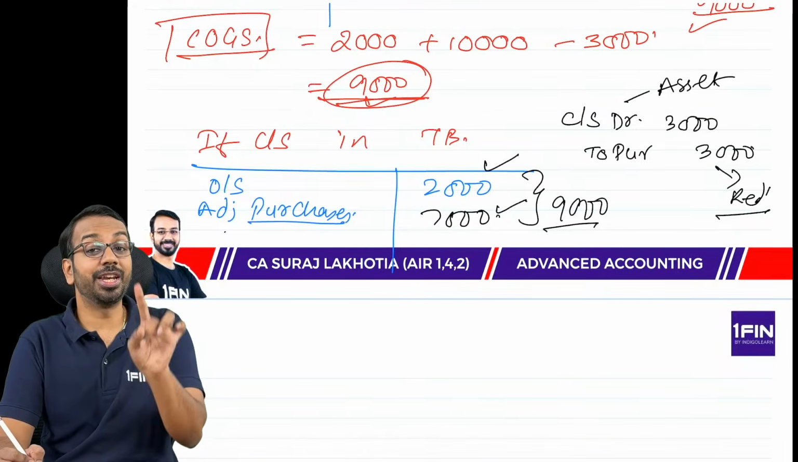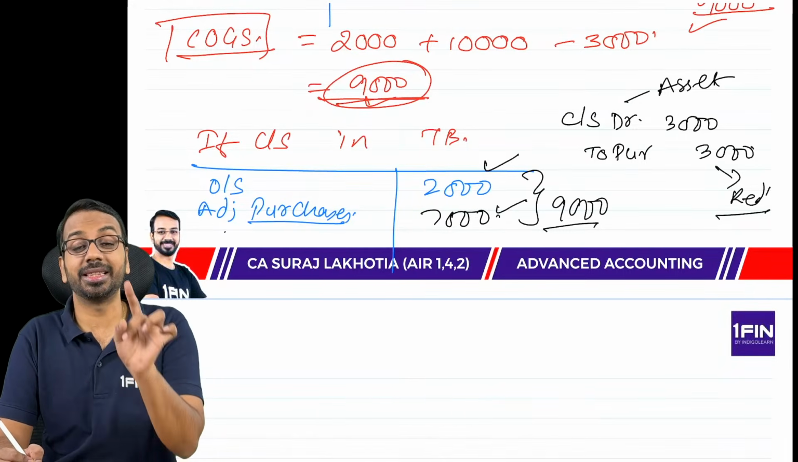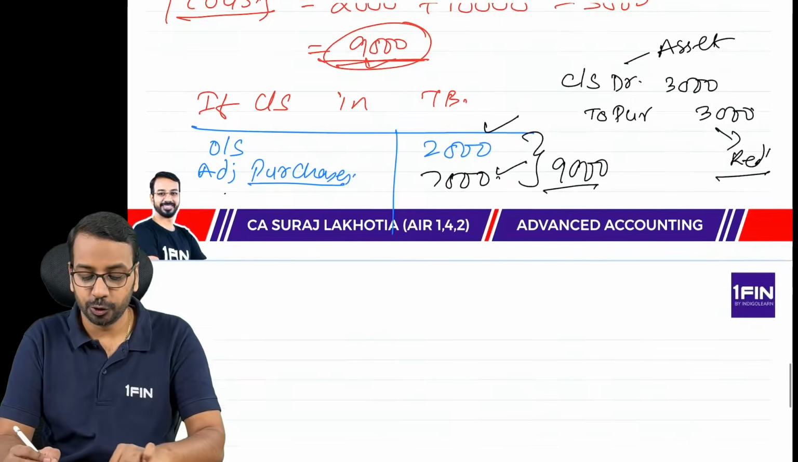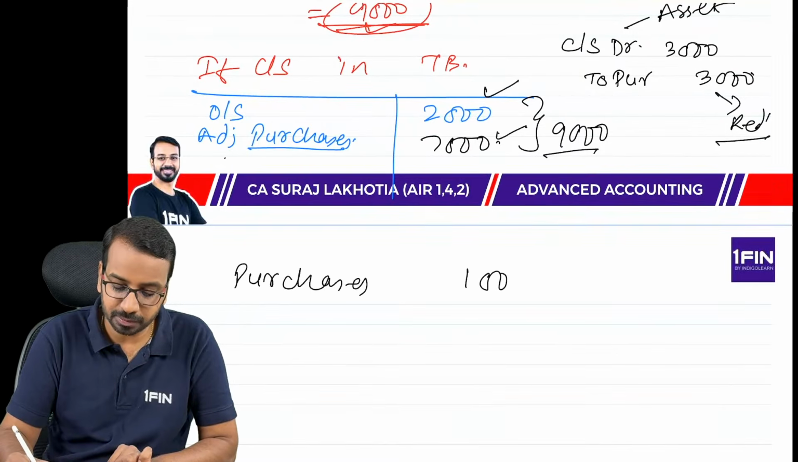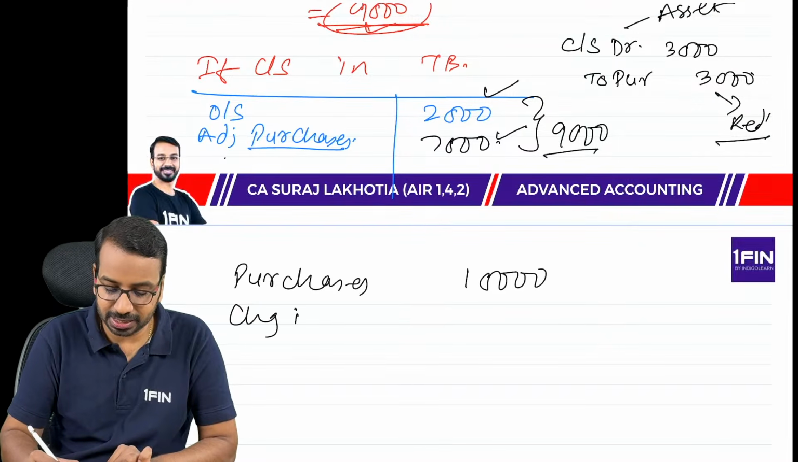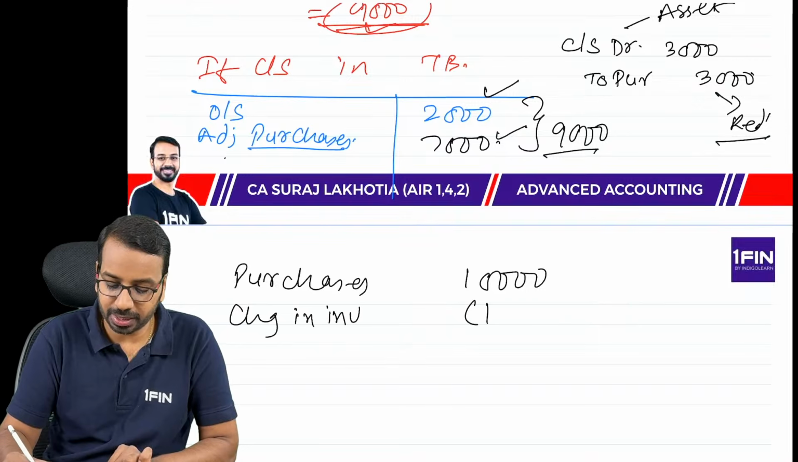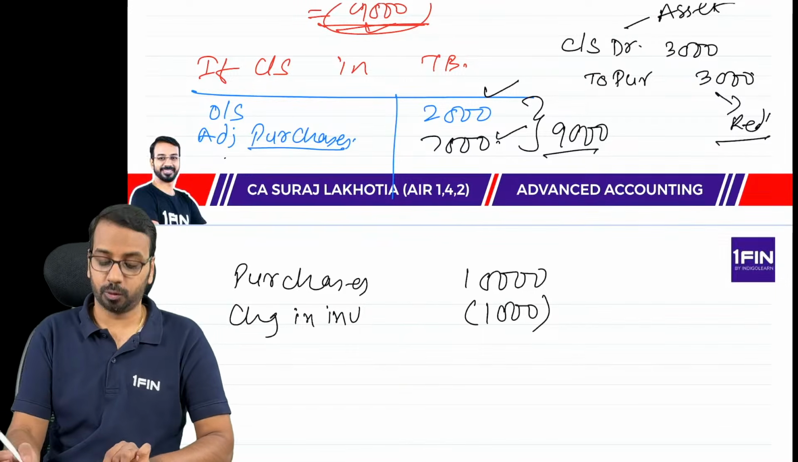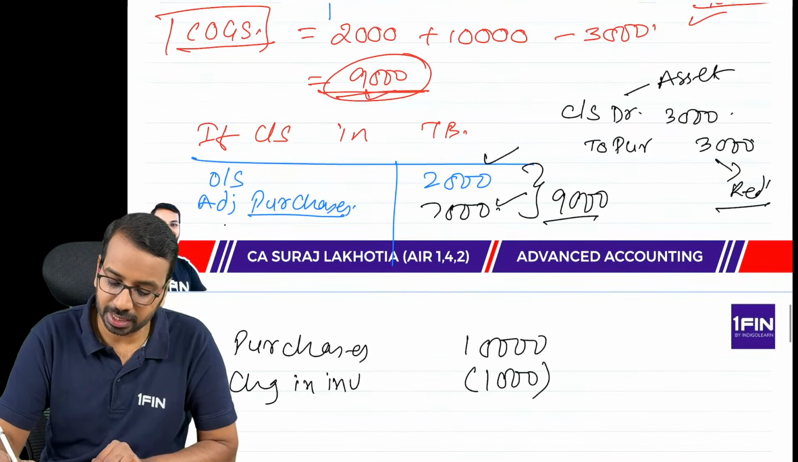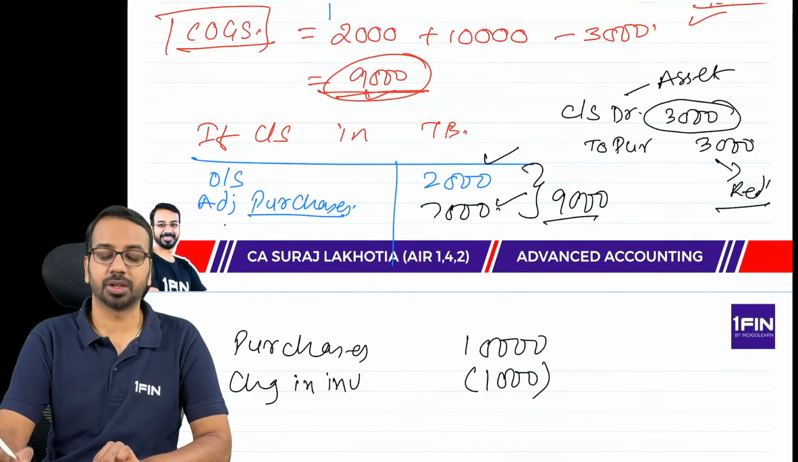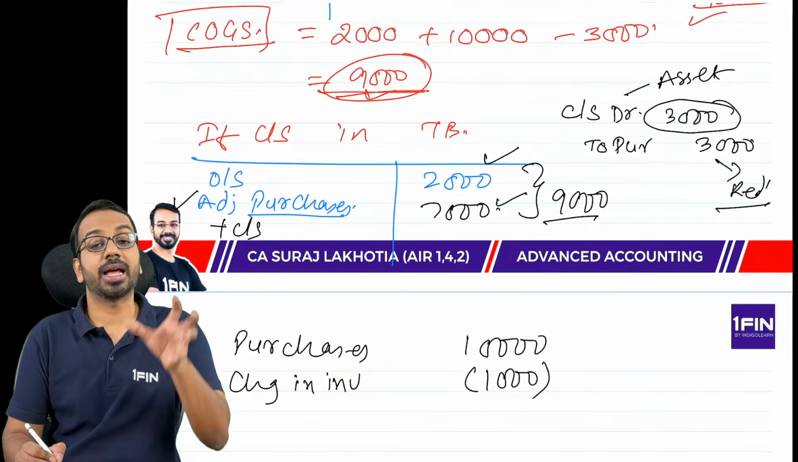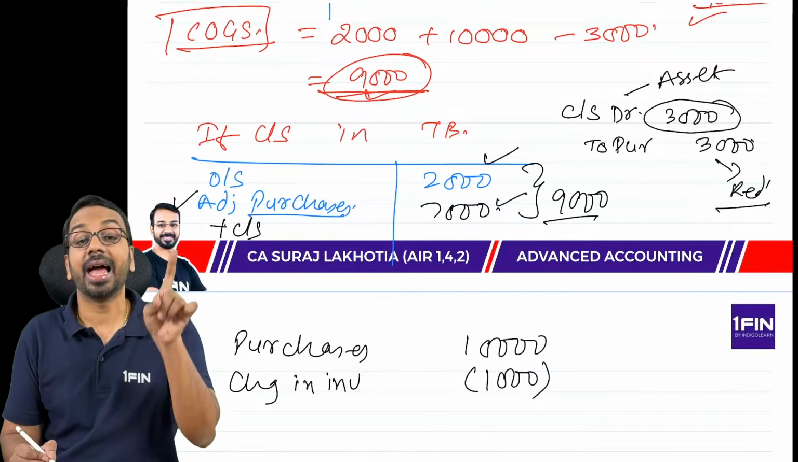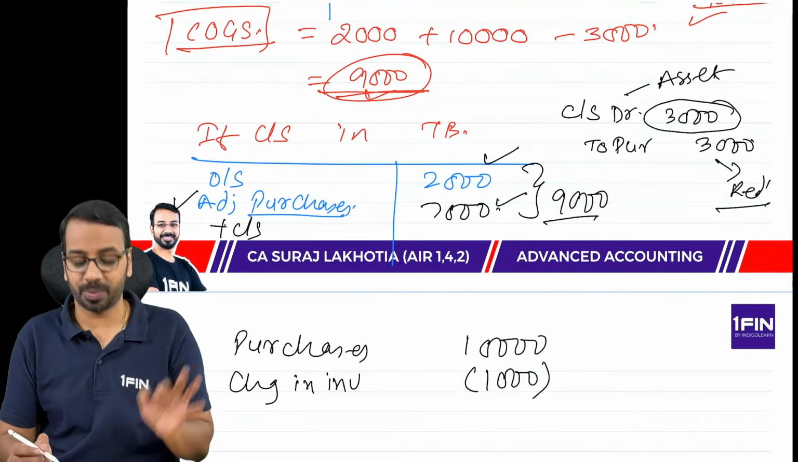However, then you have to present this in the statement of P&L. You have to show purchases 10,000 and changes in inventory minus 1,000. Sir, how will we get to know? You will get to know because the adjustment of closing stock is 3,000. So you will basically take adjusted purchases plus closing stock and show it as total purchases, and changes in inventories you will show separately.